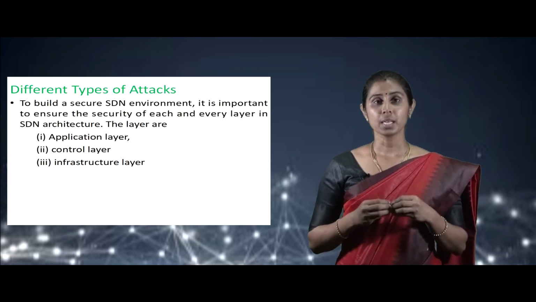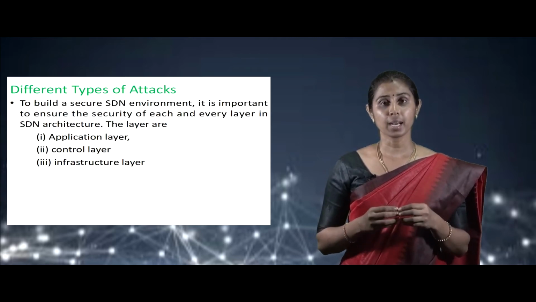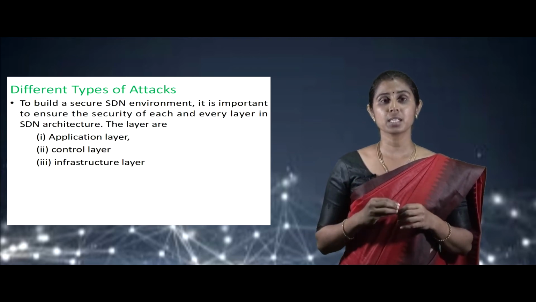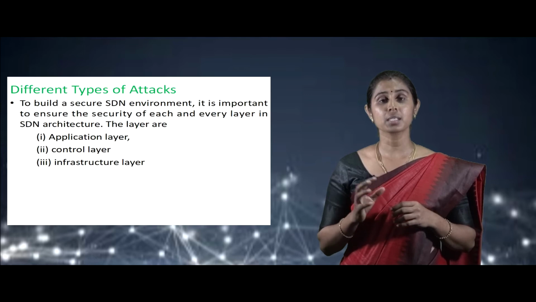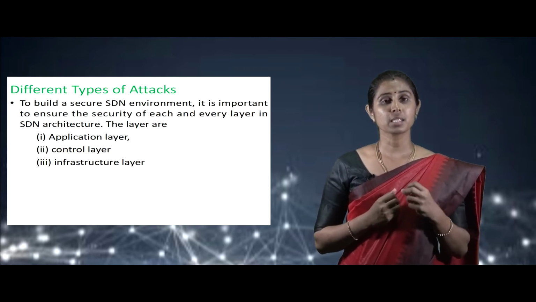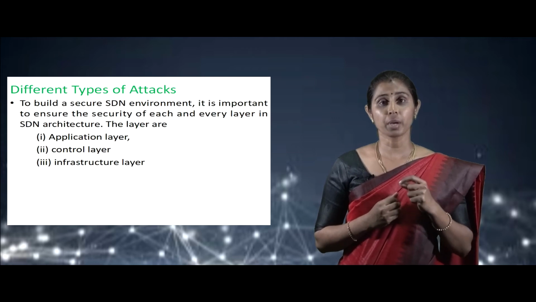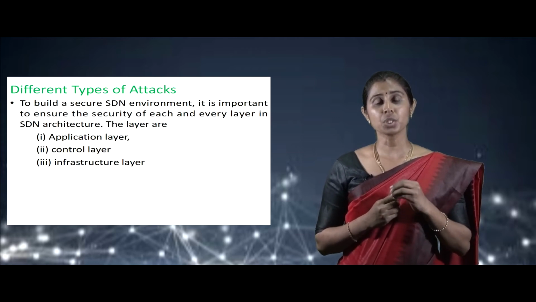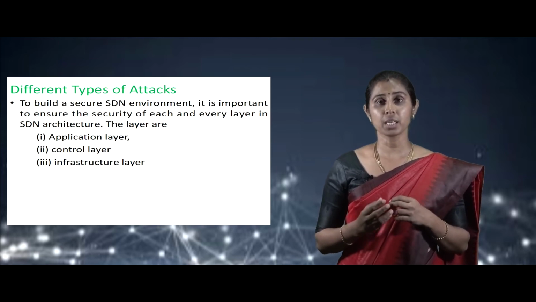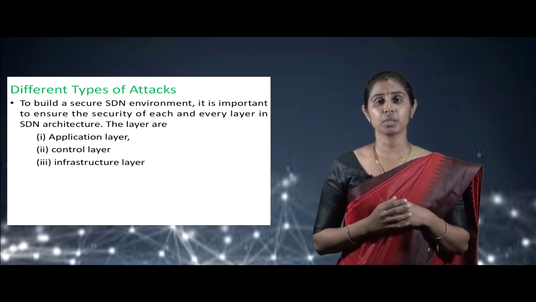Now we are going to see the different types of security attacks and threats that exist in the SDN platform, and on which part of the SDN architecture the security vulnerabilities are targeted. From a basic point of view, to build a secure SDN environment, it is essential to ensure the security of each and every layer in the SDN architecture. The layers are the application layer, infrastructure layer, and control layer.